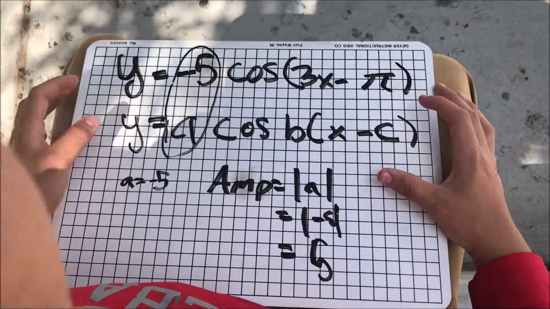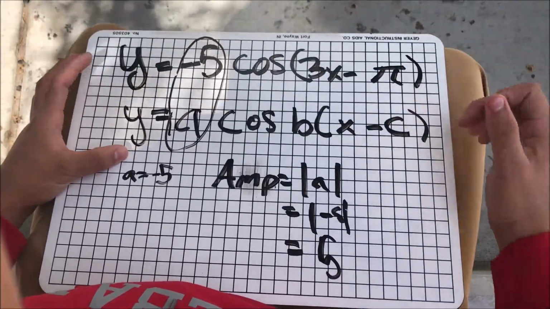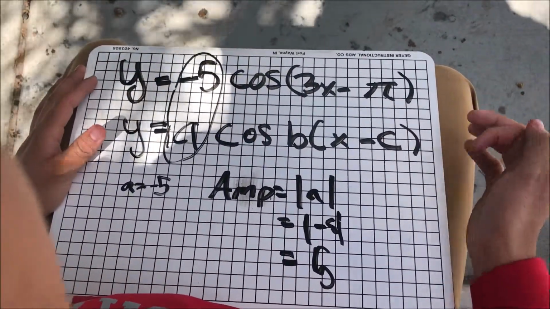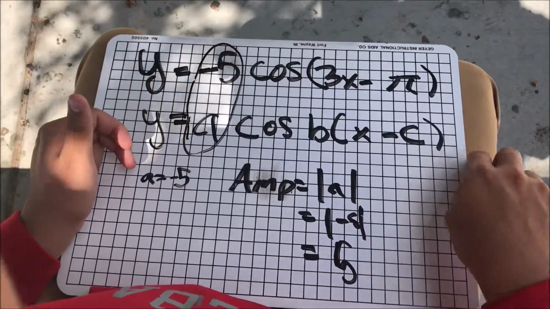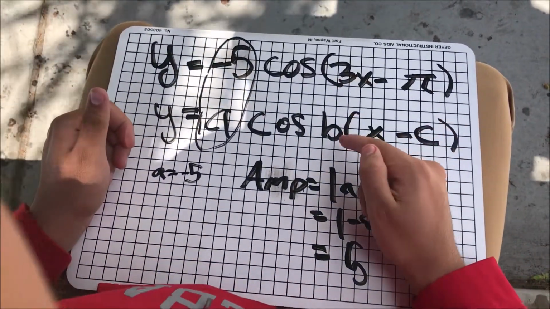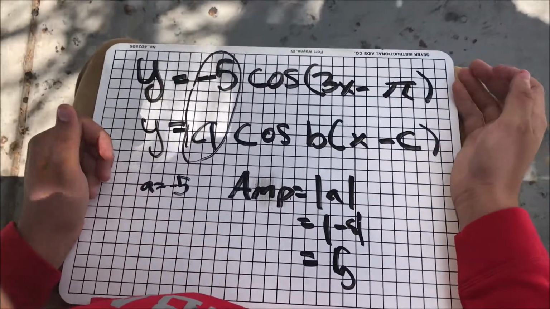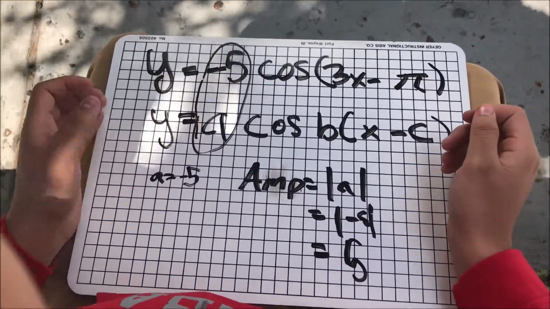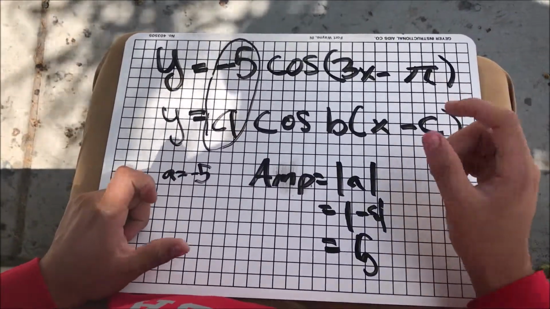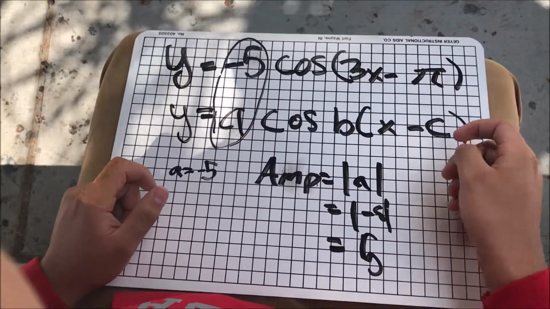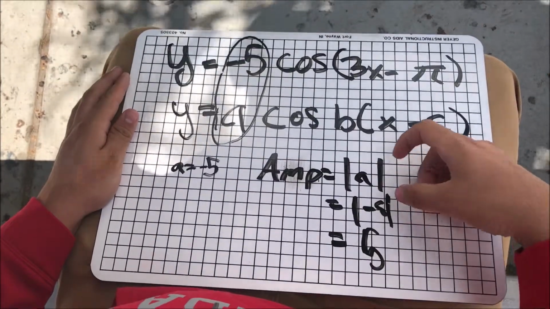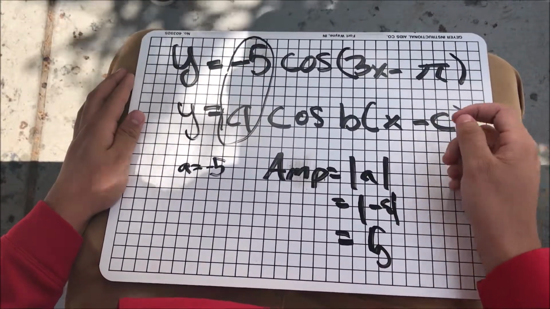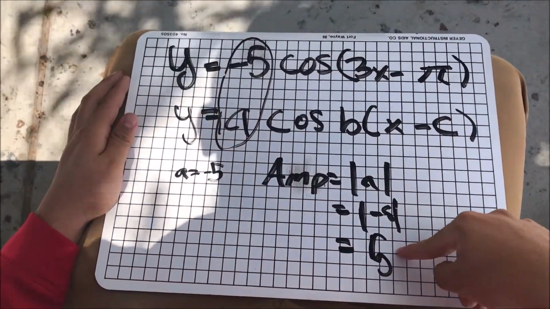Alright, so this is the original formula, and then after that you plug in the numbers. So you would get the -5 goes where A is, and then B is 3, and then C is pi. After that you use the amplitude equals the absolute value. So here you plug in A, so A is -5. After you find the absolute value, A equals 5.